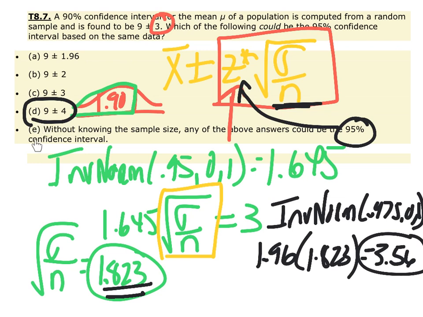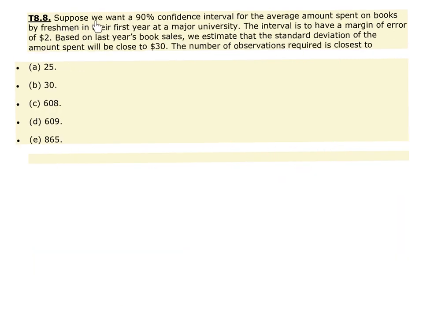You might think it wouldn't work because if you were to choose the T critical value, remember to find T critical value, you need to compute degrees of freedom, in which you do need the sample size. So you can't figure out T critical value on this one, but we can do the Z critical value using the means.